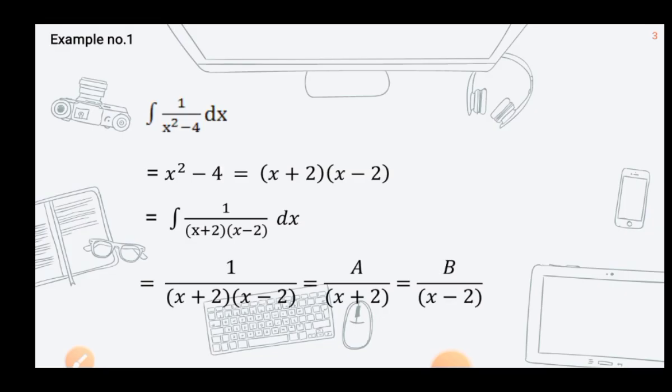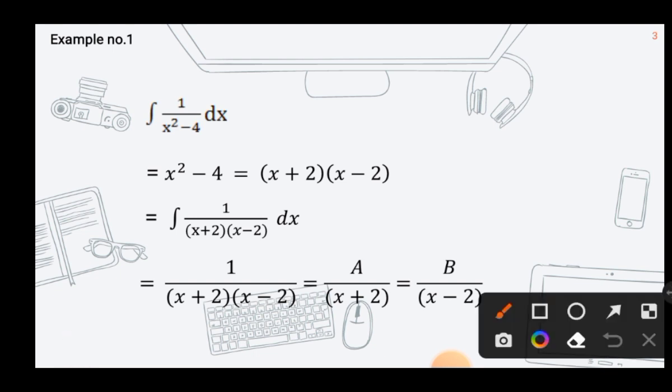So example number one, we have the integral of 1 over x squared minus 4 dx. For the denominator, we're going to factor it. So our factors will be x plus 2 and x minus 2. And then we have the integral of 1 over (x plus 2)(x minus 2) dx. Then, once we're done factoring, we need to find the values of A and B.